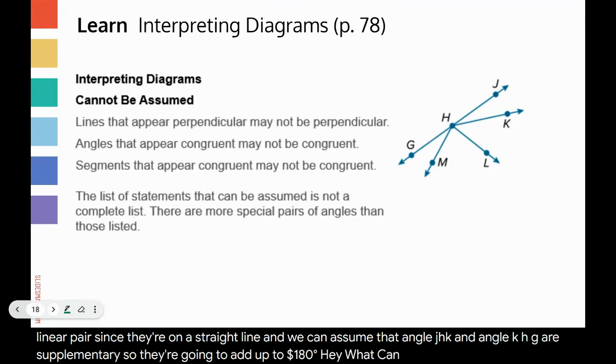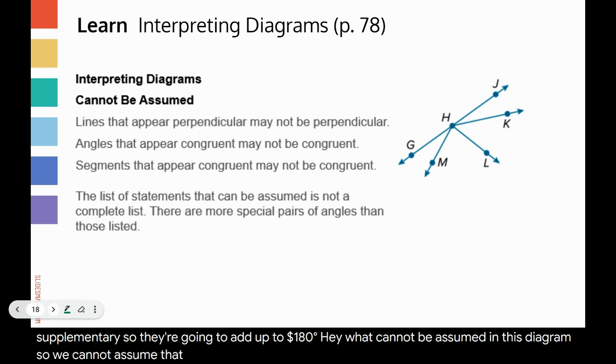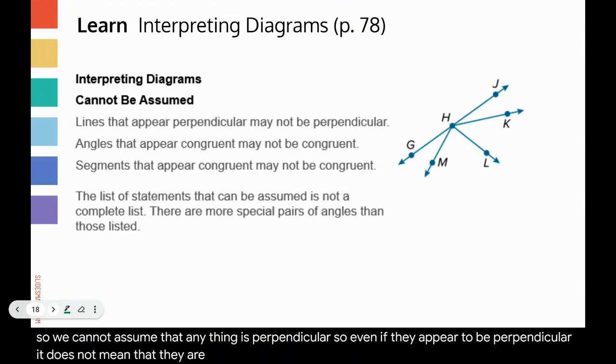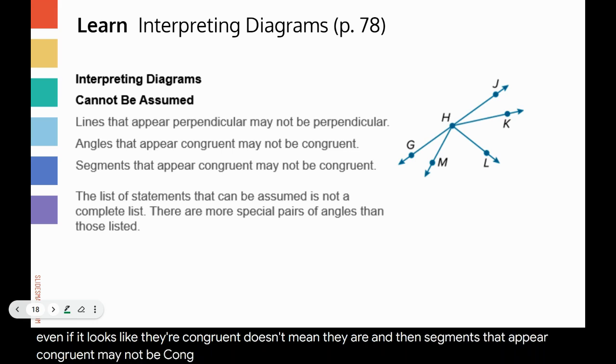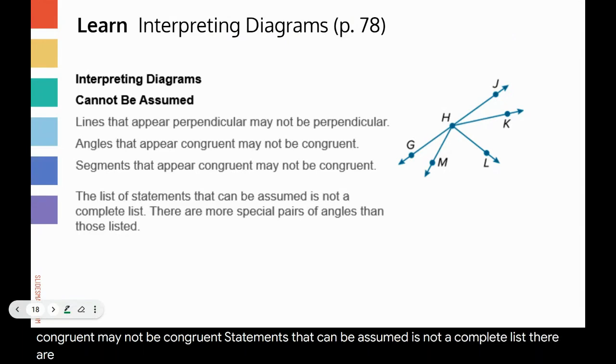Okay, what cannot be assumed in this diagram? So we cannot assume that anything is perpendicular. So even if they appear to be perpendicular, it does not mean that they are. We can't assume that angles are congruent unless they tell us. So even if it looks like they're congruent, doesn't mean they are. And then segments that appear congruent may not be congruent. The list of statements that can be assumed is not a complete list. There are more special pairs of angles than what is listed.